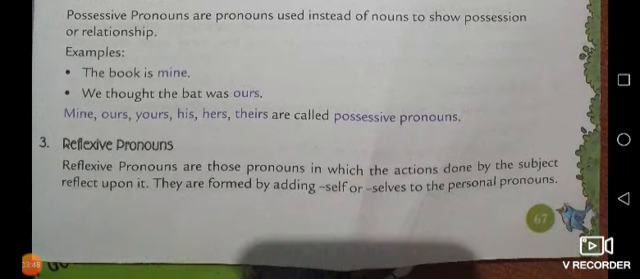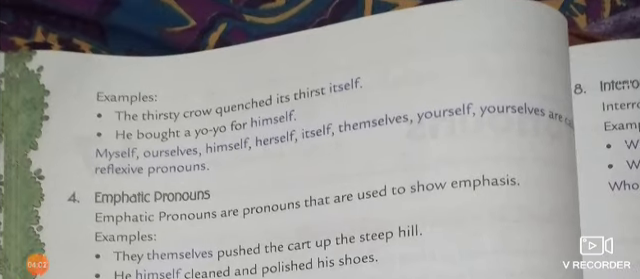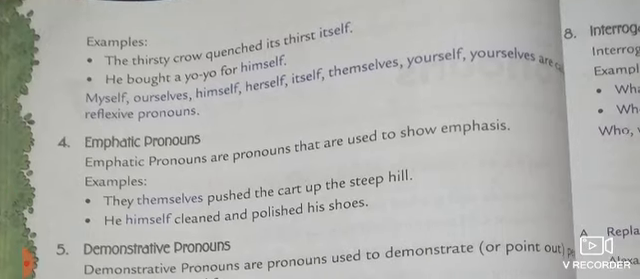Next is the reflexive pronoun. What is the reflexive pronoun? Reflexive pronouns are those pronouns in which the action done by the subject reflects upon it. They are formed by adding self to personal pronouns. An example: the thirsty crow quenched its thirst itself. Here itself is also a reflexive pronoun. Myself, ourselves, himself, herself, itself, themselves, and so on come under the reflexive pronoun.